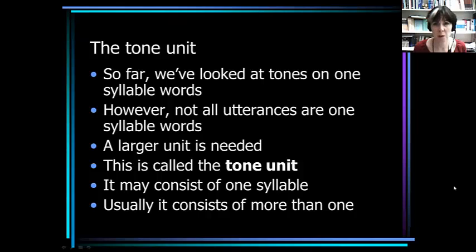This is the final part of Lecture 7, and we're now going to go on to the tone unit. So we've looked at tones on one-syllable words. Yes, no, well, that sort of thing. However, not all utterances are one-syllable words, so we need to consider a larger unit for describing intonation patterns in English. This unit is called the tone unit according to the textbook that we're using. It may consist of one syllable, it's quite possible, but usually it will consist of more than one.